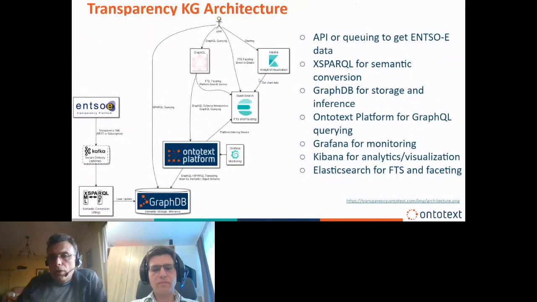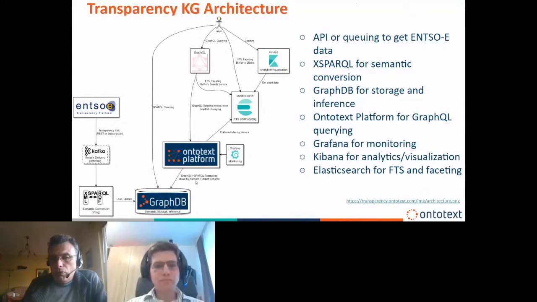Just a few words on the architecture of the platform. So we get data from ENTSO-E XML format using either API or queuing. And then we use XSPARQL, which is a declarative language for sum raising the data for ETL. We store it and do inference in GraphDB. Put an Ontotext platform instance on top of it.